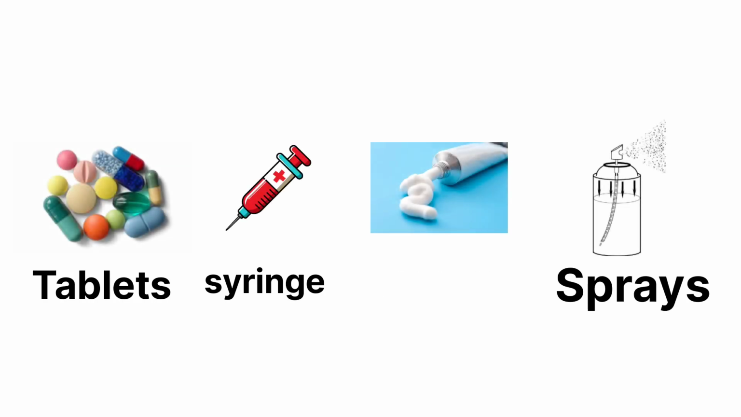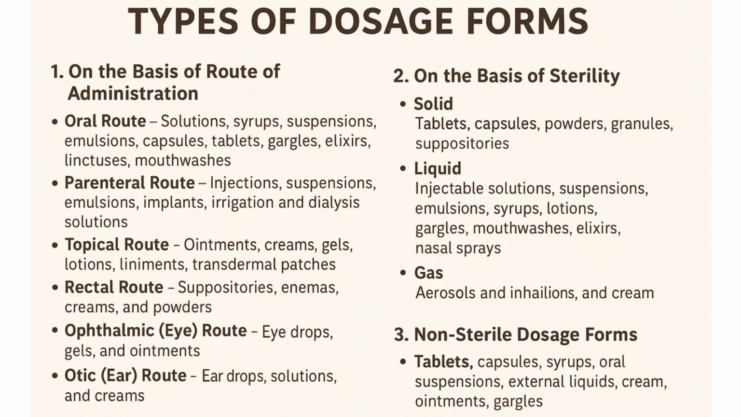In today's video, we'll learn about types of dosage forms, a very important topic in pharmaceutics. We'll classify dosage forms based on three categories. 1. Route of administration. 2. Physical state. 3. Sterility. So let's get started.